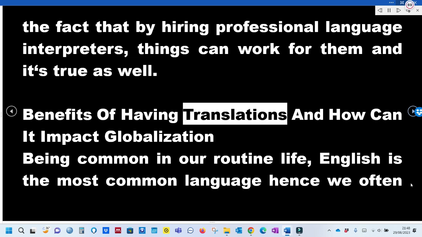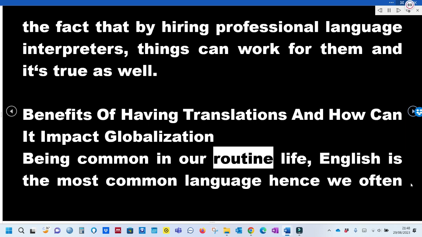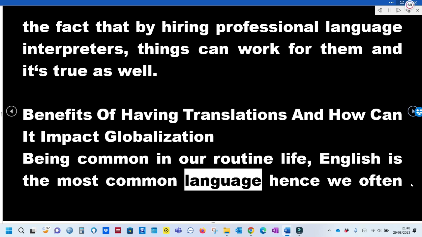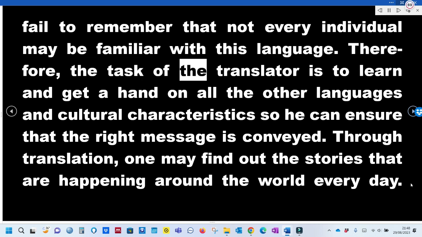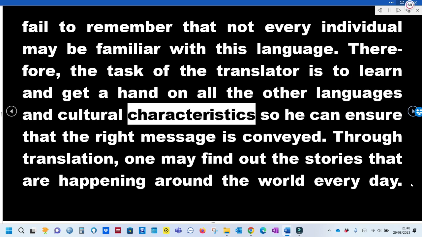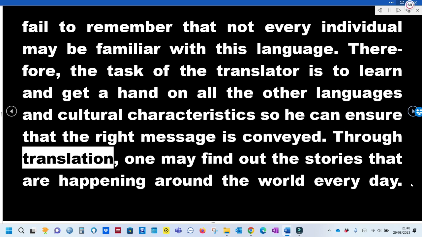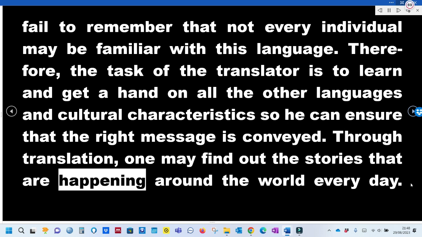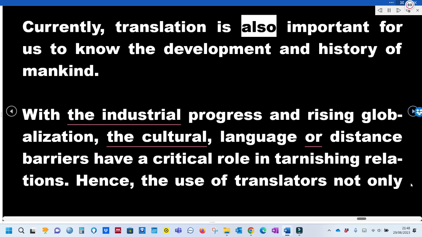Benefits of having translations and how can it impact globalization? Being common in our routine life, English is the most common language, hence we often fail to remember that not every individual may be familiar with this language. Therefore, the task of the translator is to learn and get a hand on all the other languages and cultural characteristics, so he can ensure that the right message is conveyed. Through translation, one may find out the stories that are happening around the world every day. Currently, translation is also important for us to know the development and history of mankind.